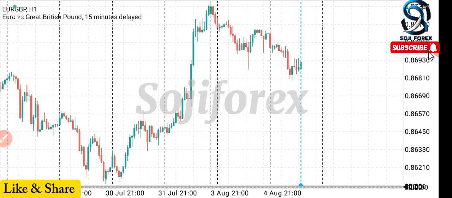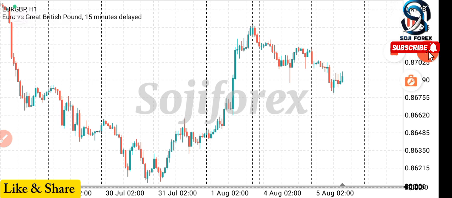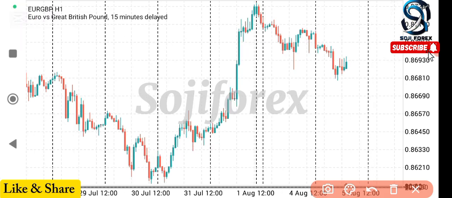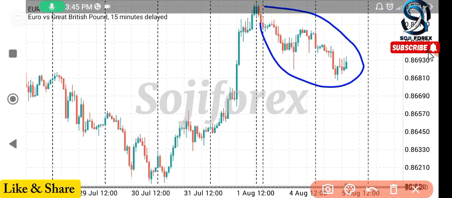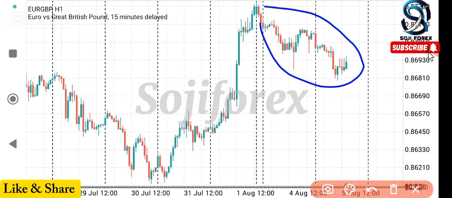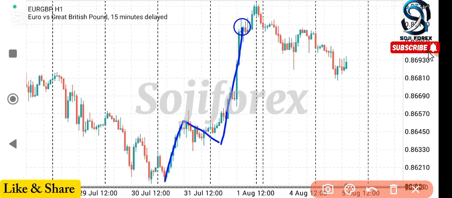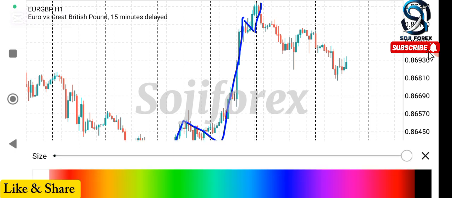Now looking at this, let's look at what happens here. I'm going to mark out the chart so that you can see. Price has been in an uptrend. And look at this, higher high, higher low, higher high, higher low, higher high. So this is a typical uptrend. Then look at what happened afterwards.